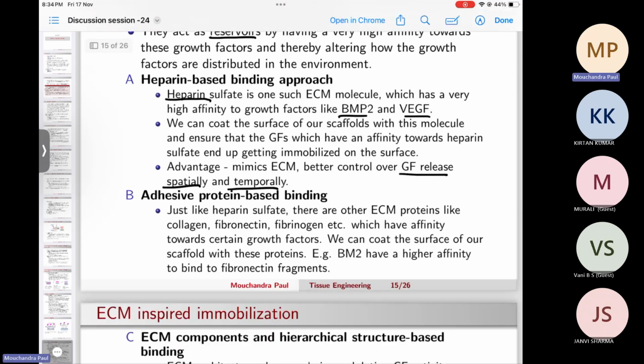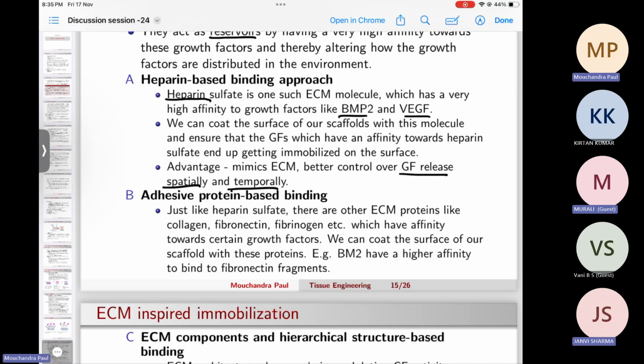Then adhesive based adaptation is... okay. I think I disconnected for a second. So I hope I didn't miss anything. Am I audible? Yes, ma'am, audible.